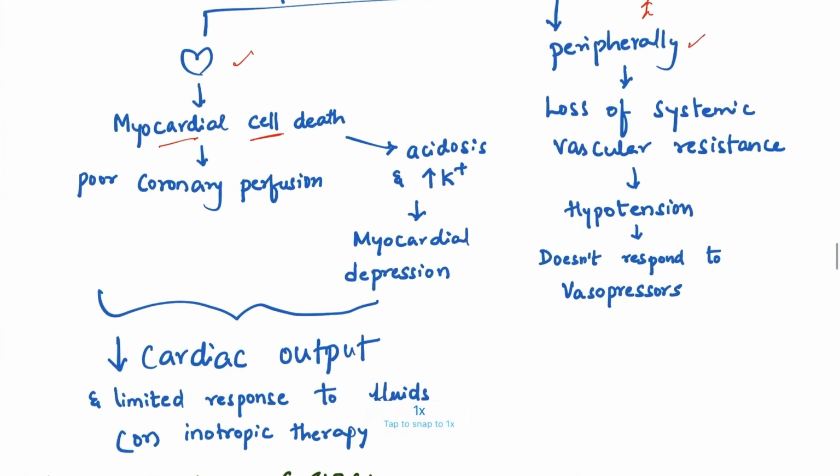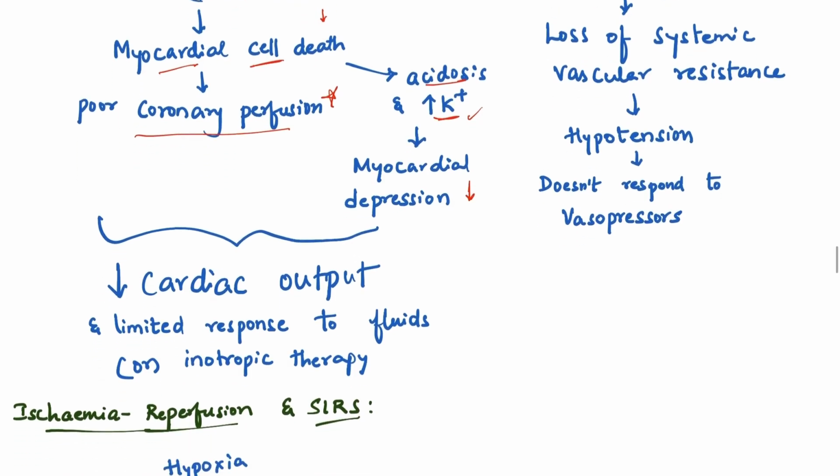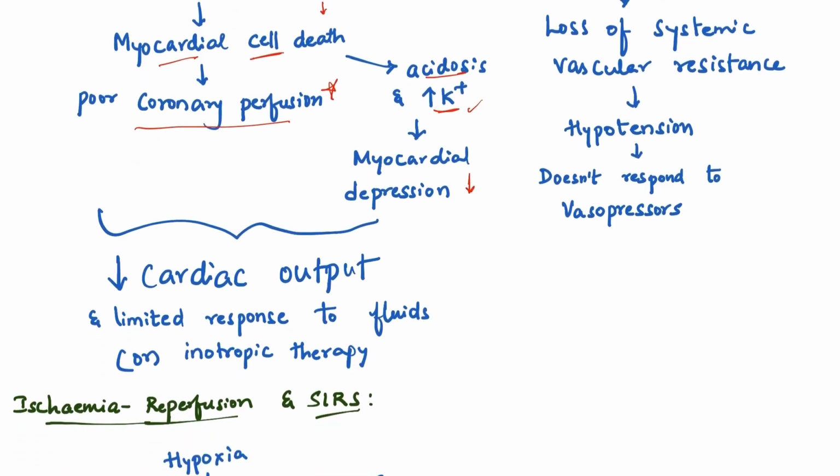Why? In case of shock, as we have discussed earlier, there will be decreased O2 and decrease in tissue perfusion, leading to myocardial cell death, which will cause poor coronary perfusion. And in case of acidosis due to hyperkalemia, there will be myocardial depression. What will happen in depression? The patient won't work. If you are in depression, can you do work? No, right? In the same way, when the heart is in depression, it can't pump out the blood. So there will be decrease in cardiac output and limited response to fluid.